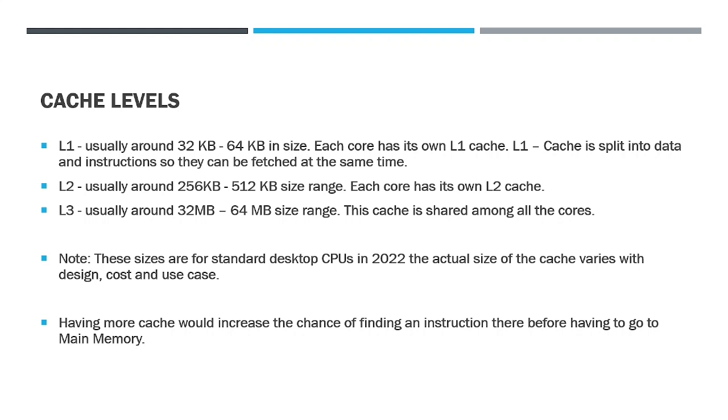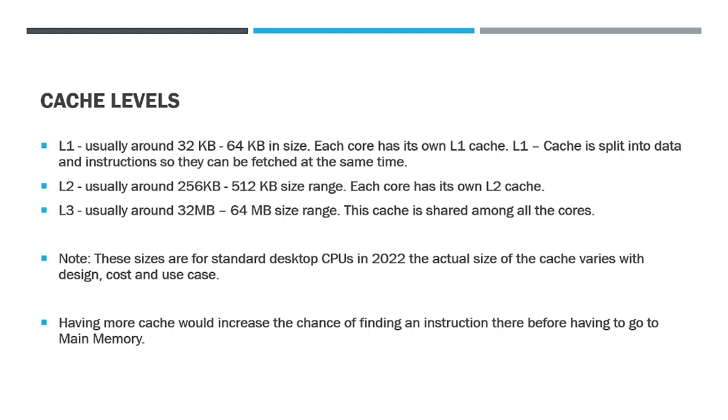For this one, the data and the instructions are shared. There is no splitting them, so you can't get them at the same time. This is just probably a saving money thing. And level 3, which is your largest cache, is shared amongst all the cores. Each individual core hasn't got its own; all the cores share the same one. That's usually much bigger, obviously, because it's shared across all the cores.